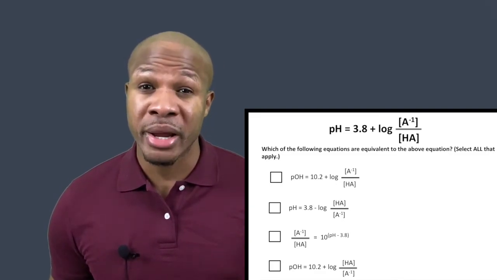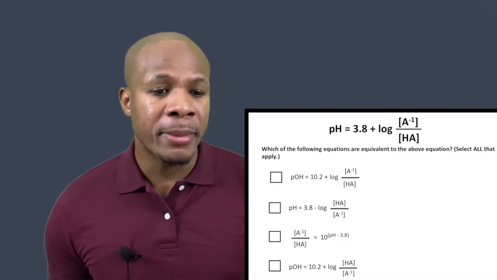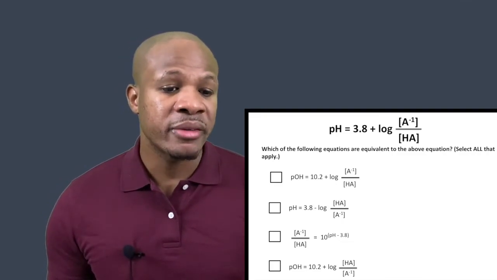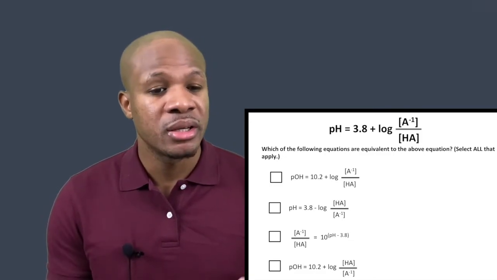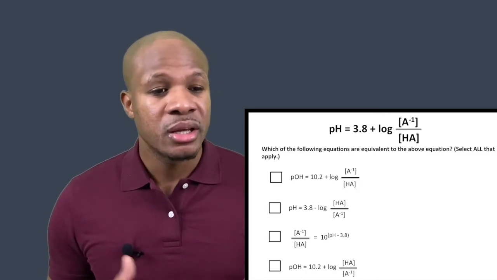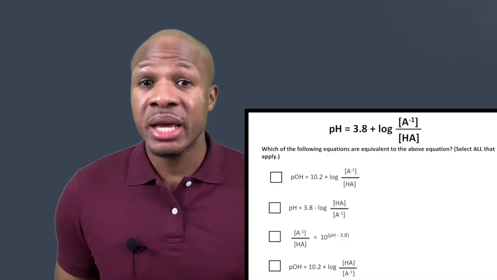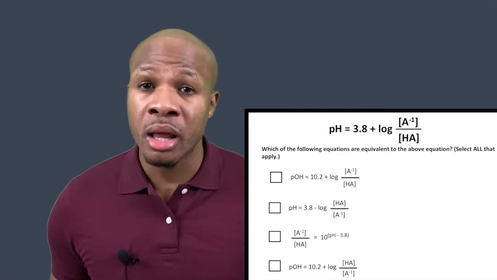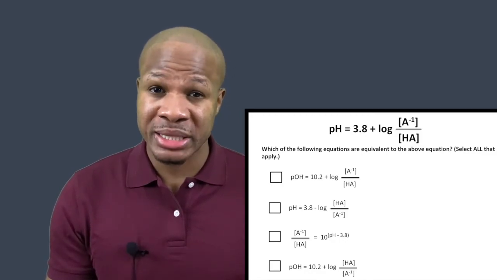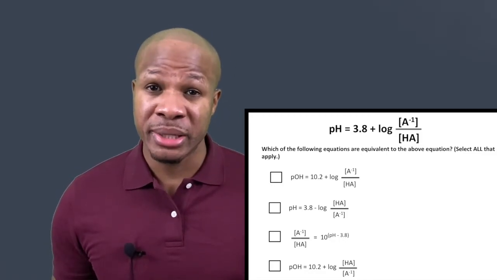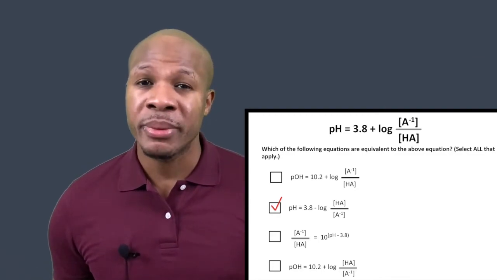So that's incorrect. The next term says the pH is equal to 3.8 minus the log of the acid divided by the conjugate base. Is that correct? The pH term is in the same place. The pKa is in the same place. The difference now is that we have minus the log instead of plus log. Is that okay? Yeah, you can change the log to minus the log as long as you also flip the ratio of the conjugate base and acid. And in this case, they actually did that, right? Okay, so that's equivalent to our given equation. That's correct.